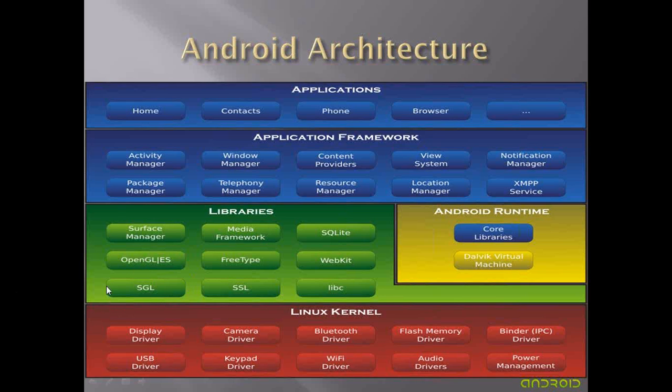Next, we're going to OpenGL ES and SGL. These are the libraries that deal exclusively with graphics. If you are developing any sort of gaming application, then you would need graphics-related libraries in your application. So the graphics are rendered by the OpenGL ES and SGL libraries of the Android framework.